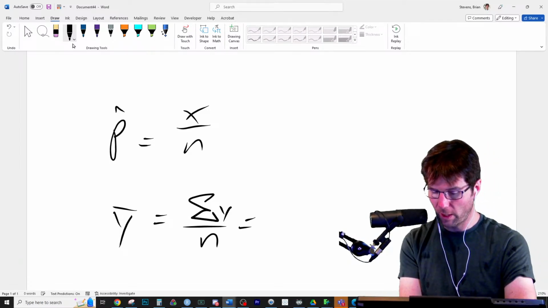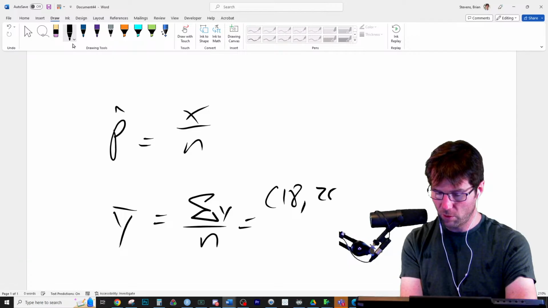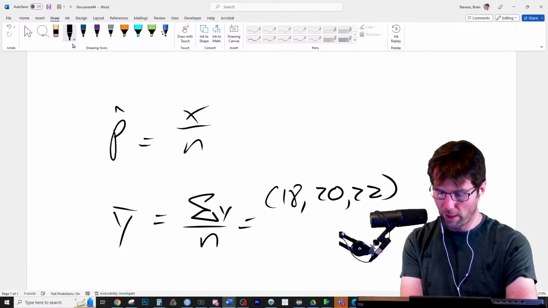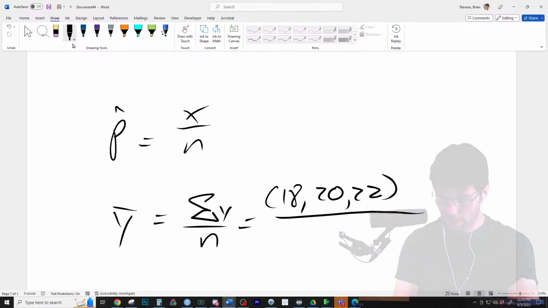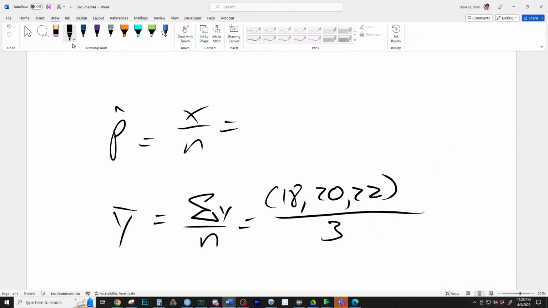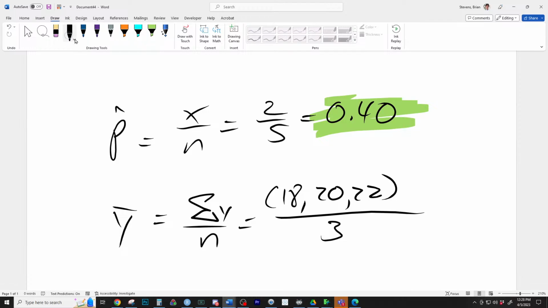Like if you had the age of individuals like 18, 20, and 22, you would add those up and divide by the total. And then right here, if you talk to 5 people and 2 of them own bunnies, you could find the sample proportion of people who own bunnies. So this is 40% of people own bunnies, and this is the average student I talked to is 22 years old.